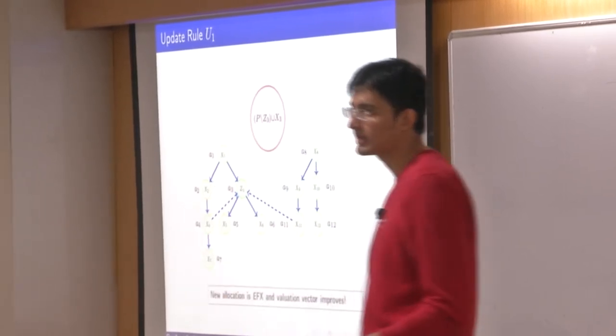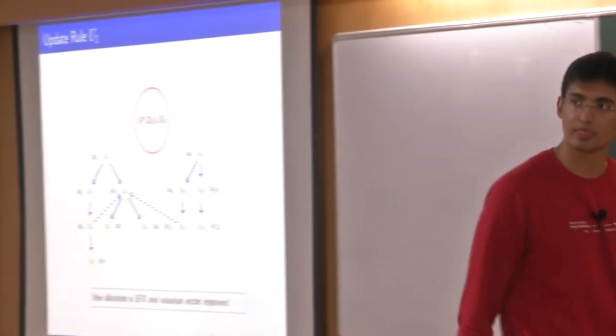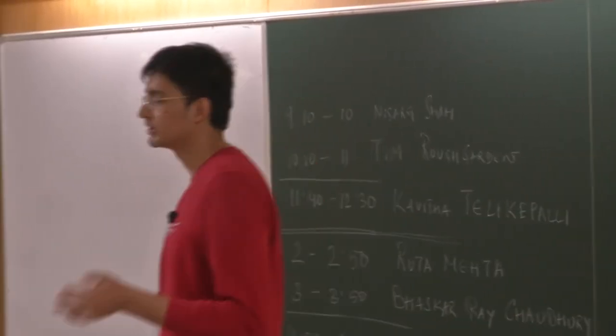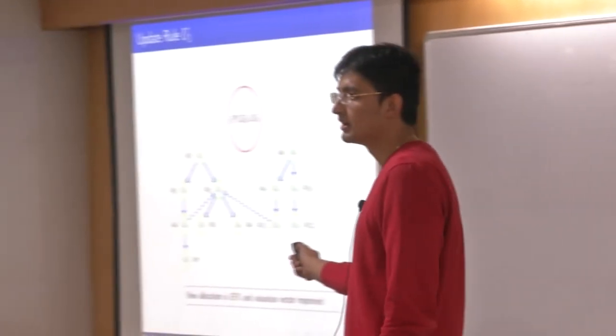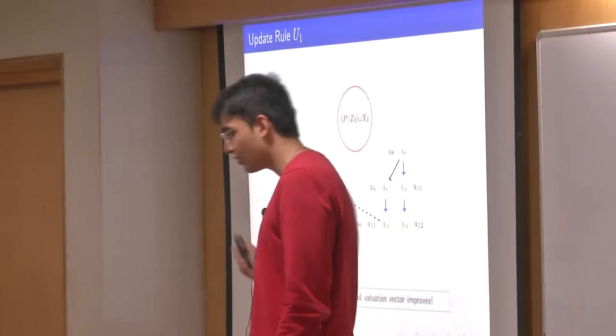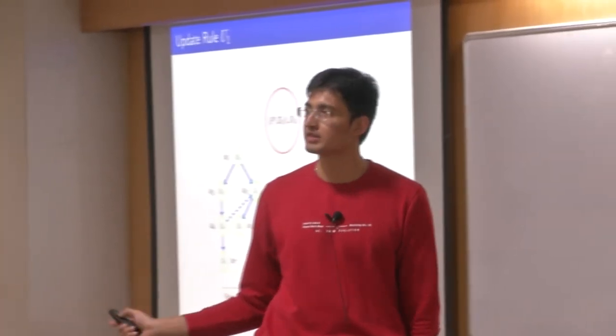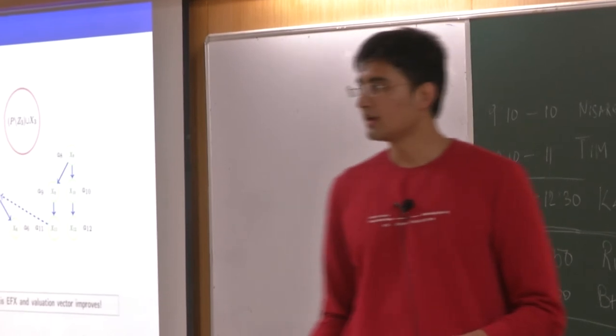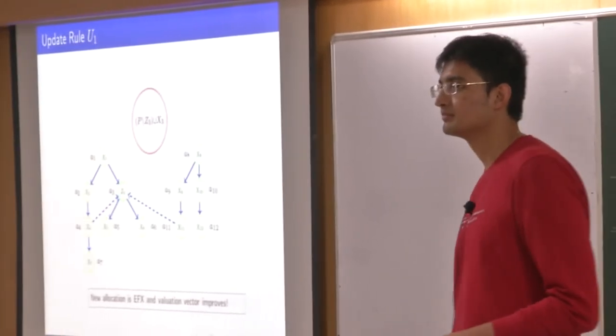If you look at the valuation vector, it's improving on the Pareto front. And if I just keep applying this update rule, so I'm not even discussing the other two update rules, if I just apply this update rule until it's no longer applicable, I already have the first two conditions of my theorem, that I have a partial allocation, which is EFX, and nobody envies the pool.